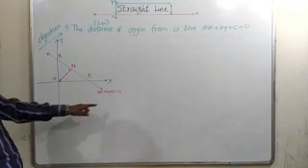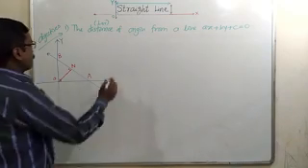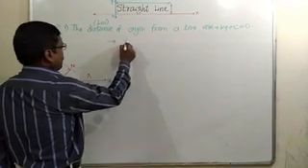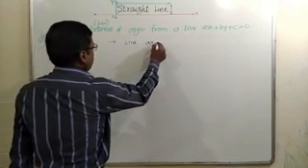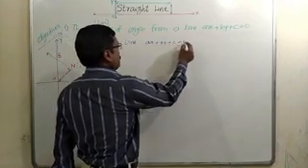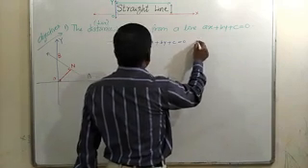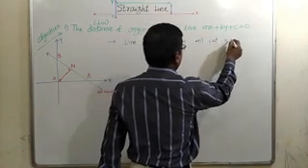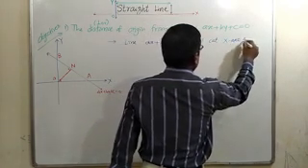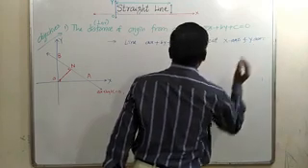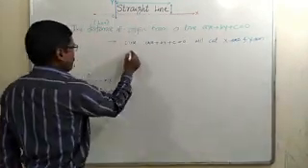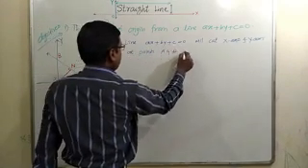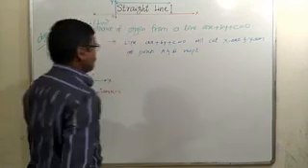Now, as this is line ax plus by plus c equal to 0, we will write here: line ax plus by plus c equal to 0 will cut x-axis and y-axis at points A and B respectively.